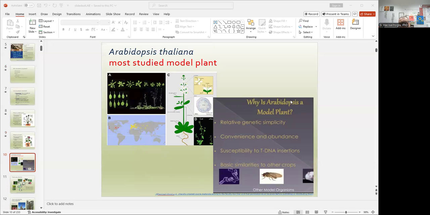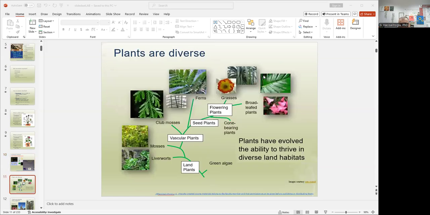We have maybe two major model plant organisms. One of these model species is the one you see on this slide. It's called Arabidopsis thaliana, which is basically the most studied model plant by scientists. Arabidopsis is very popular because it has relatively simple genetics, and it can grow very easily, going from seed to seed in 36 days. There are a lot of genetic resources available with this plant.